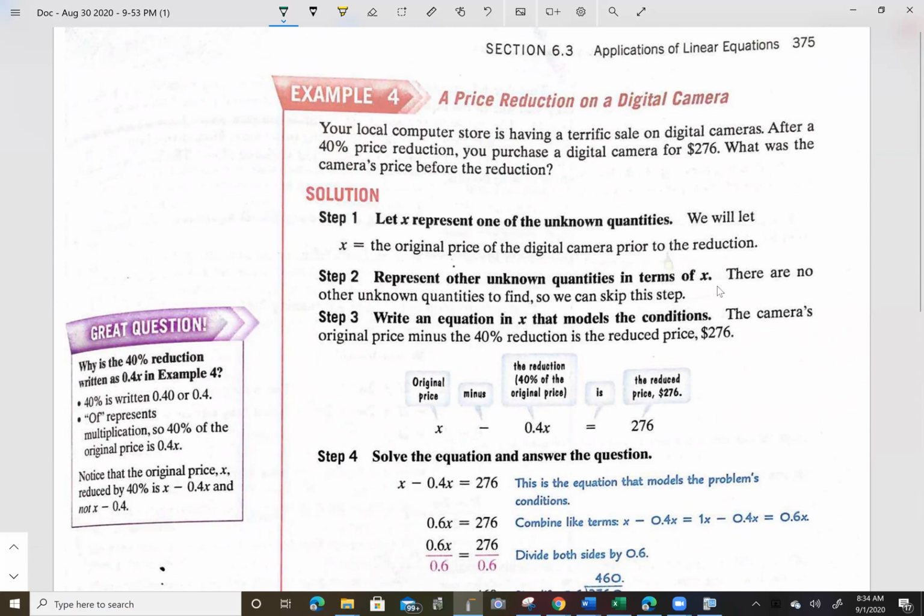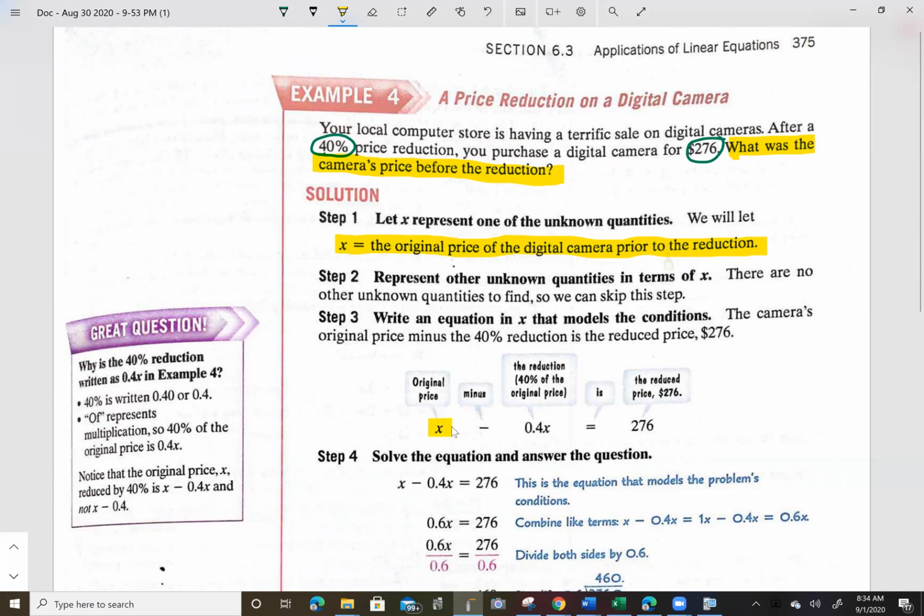So this one says your local computer store is having a terrific sale on digital cameras. After a 40% price reduction, you purchase a digital camera for $276. What was the camera's original price before the reduction? So what we want to know is what the camera's price was before the reduction, and that's what we're going to set our variable X equal to. There are no other unknown quantities.